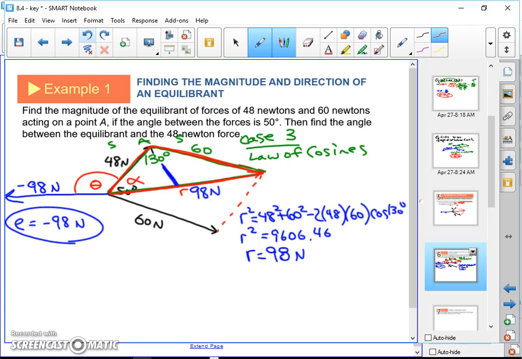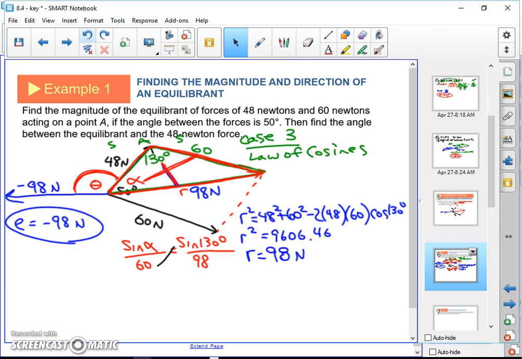You don't have to use the letter alpha. You can use anything you want. I just wouldn't use the same symbol as what I used over here. So I used alpha. And I can use law of sines. Again, law of sines has to do with partnerships. This alpha would partner with this side 60, and I already have this partnership between the 98 newtons and the 130. So I can find that alpha, that angle alpha, using law of sines. Sine alpha over 60 equals sine 130 degrees over 98.